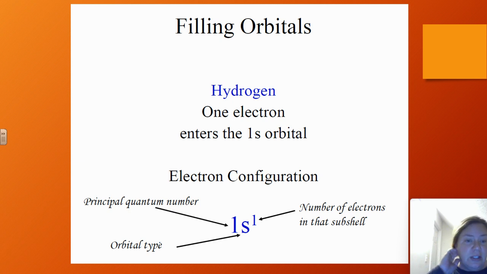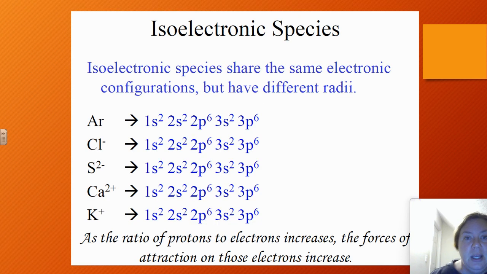Okay, just real quick too, when filling the orbitals, you have your principal quantum number, and that's your energy level. Quantum is another name for energy, and you're going to see that word quite a lot. The s is the orbital type, and again, the superscript is the number of electrons in that subshell. So another thing just to recall, and you guys should already know this, but isoelectronic species. So isoelectronic, and you need to get this word down pat. I know we've used it before in Chem 1, but this is something that comes up frequently, and the better you can use this word, the better off you'll be.